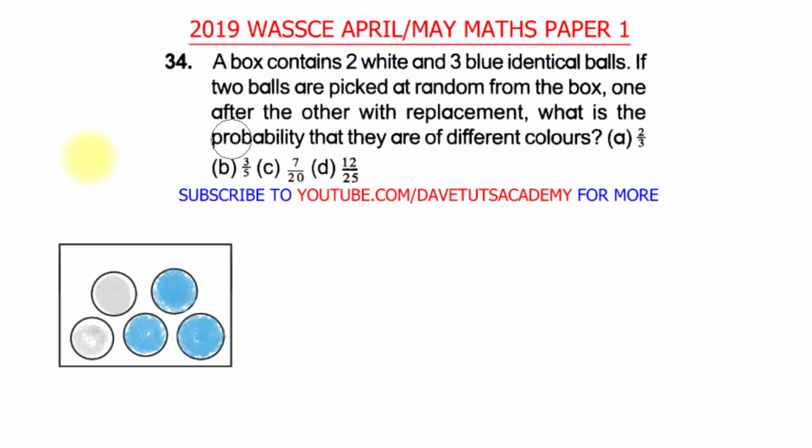So again, I want us to just note this. We are to note this, it is with replacement. This is the key to solving this particular question. So we are to find the probability that they are of different colors. Now, you just want to solve this.